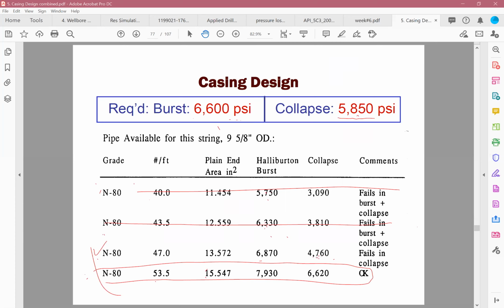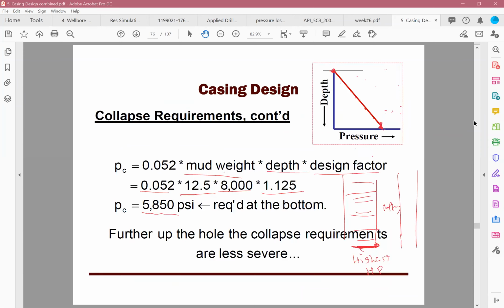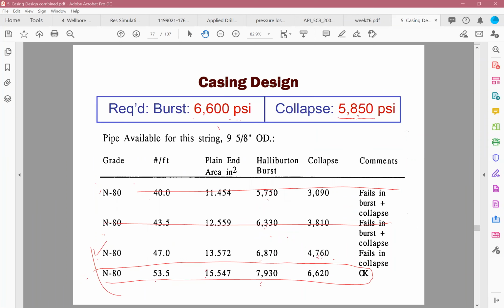But it doesn't satisfy the collapse requirement. This one, however, satisfies both of these conditions, right? But as we know, collapse pressure is not constant, even for the worst case scenario. For the worst case scenario, you have the highest collapse pressure at the very bottom, and then at some point this collapse pressure drops. So there is a chance that you can use this casing from the surface up to some specific depth, and that is what makes the collapse design a bit more complex than other designs, okay?